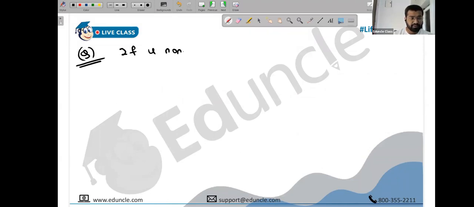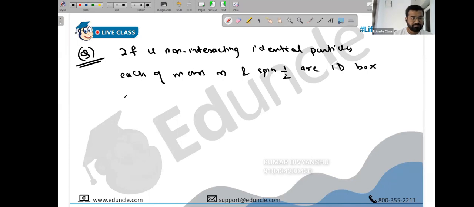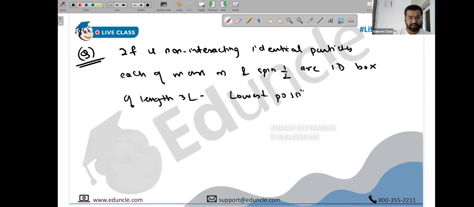If 4 non-interacting identical particles, each of mass m and spin half, are in a 1D box of length 3L, they're asking us the lowest possible energy of the system.